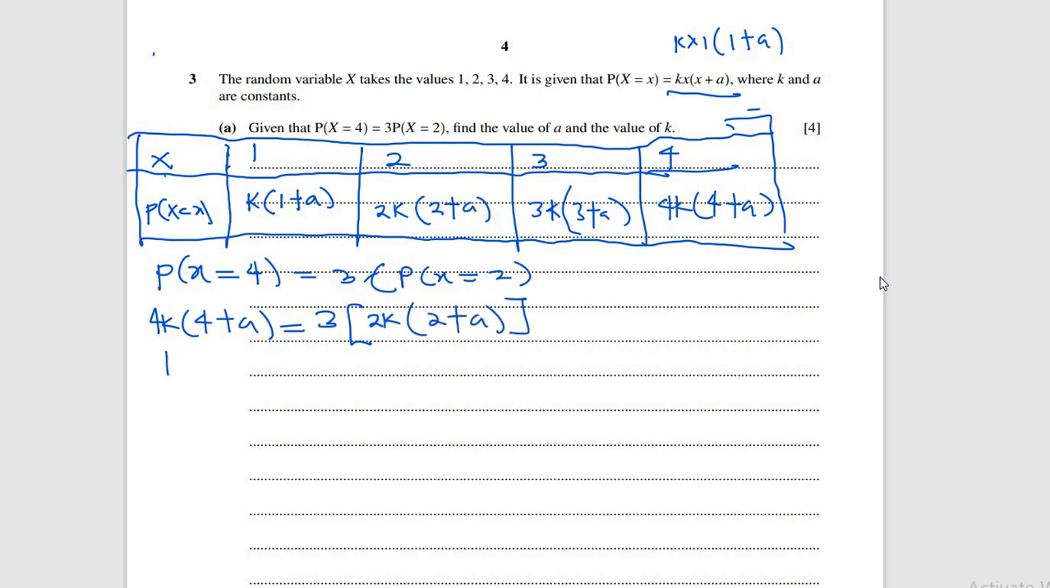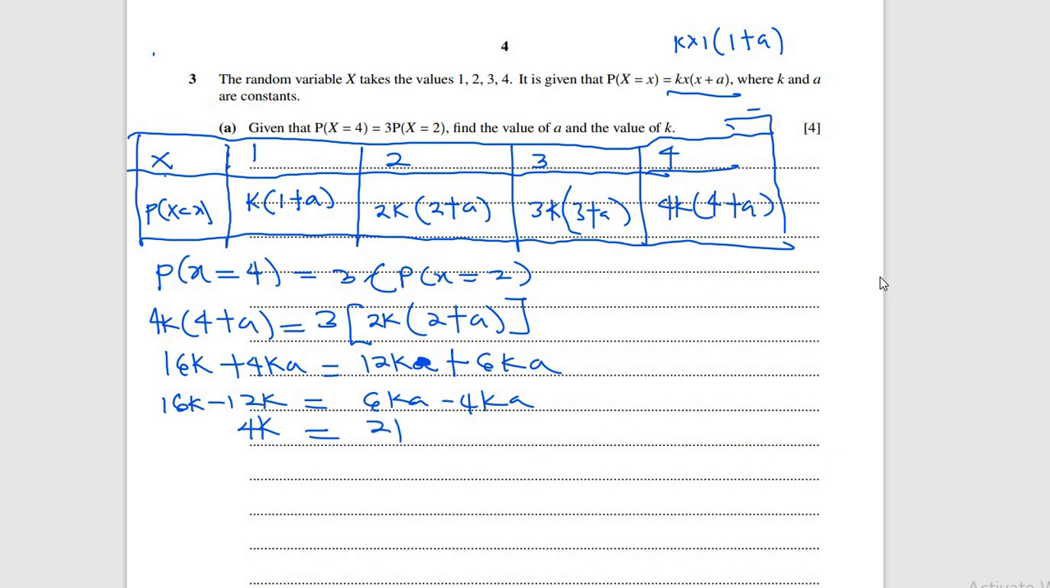Let's open the bracket. 16k plus 4ka equals 3 times 2k times 2, which is 12k, plus 6ka. Collect the like terms. 16k minus 12k, and 6ka minus 4ka. This gives 4k, and this one gives 2ka. k cancels k. a in this aspect will be 2.